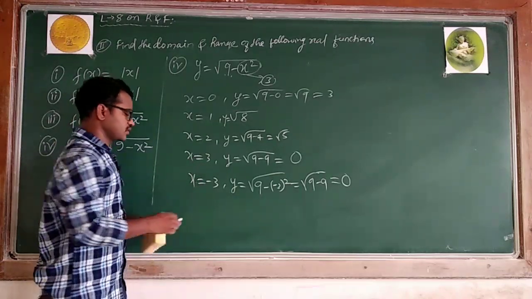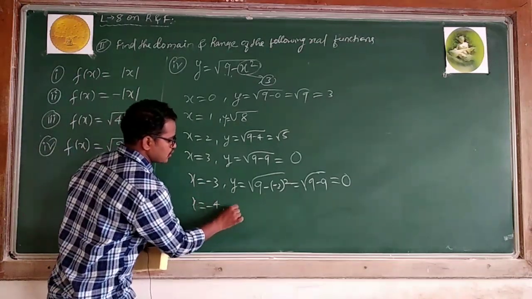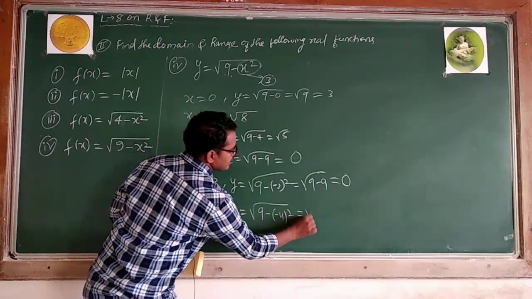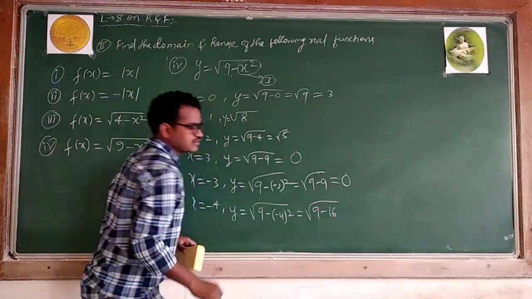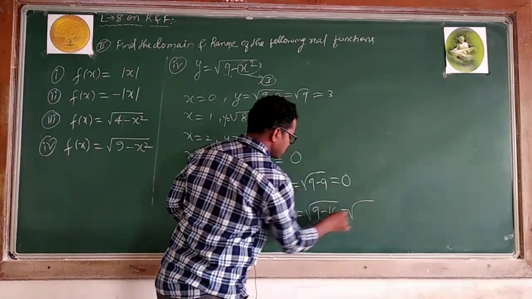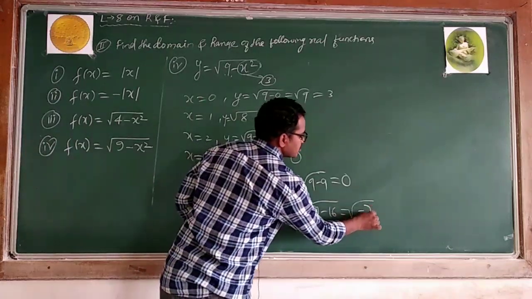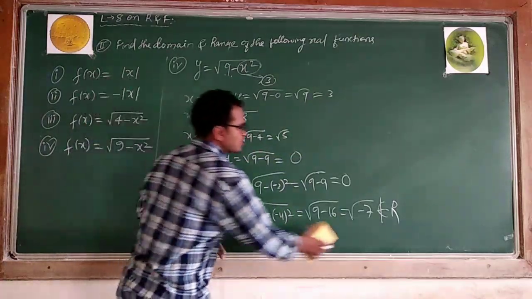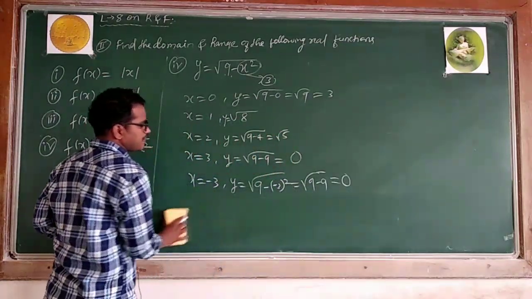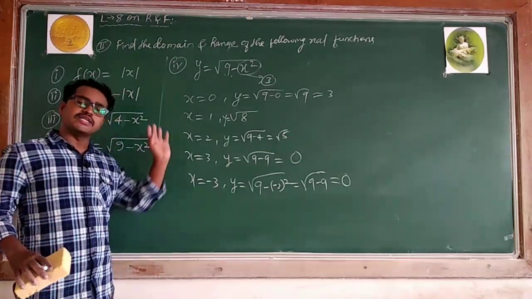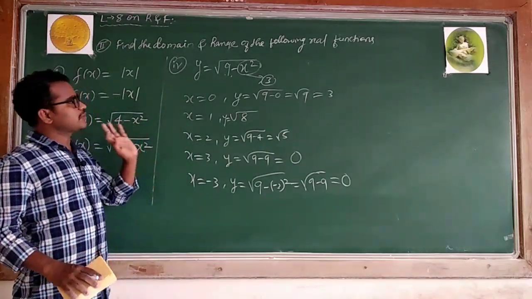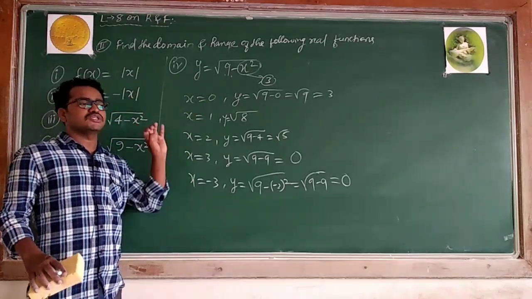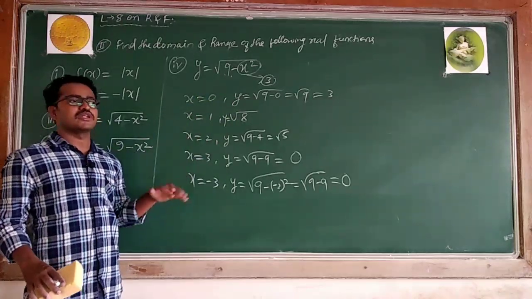If x is equal to −4, what will happen to the y value? 9 minus 4 squared, you will get 9 minus 16. Under root 9 minus 16 is under root −7, which does not belong to the real numbers. So don't take 4. I can take only −3 to +3. Taking −3 to +3 will give a positive value in this case, you will get only 0 to 3. No negative value, you will get 0 to 3.